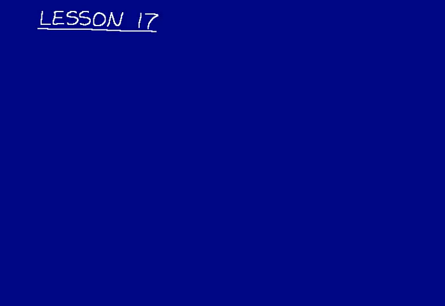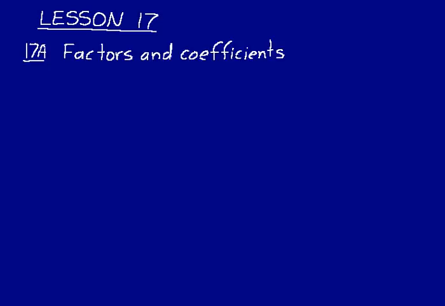Lesson 17 has 3 parts. The first 2 parts are just learning some definitions, dealing with factors, coefficients, and terms. And then the third part will be working some problems that deal with the distributive property. Now in Part A, some of this we've already had to understand, especially when we're doing evaluations of expressions.